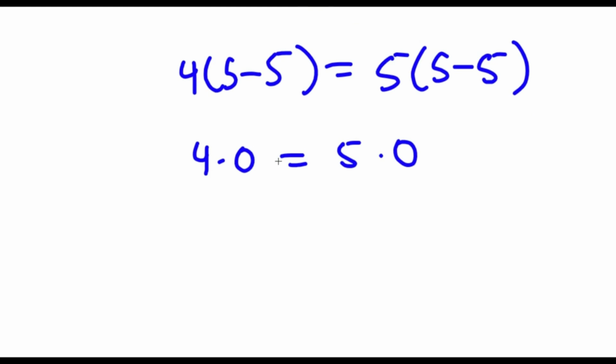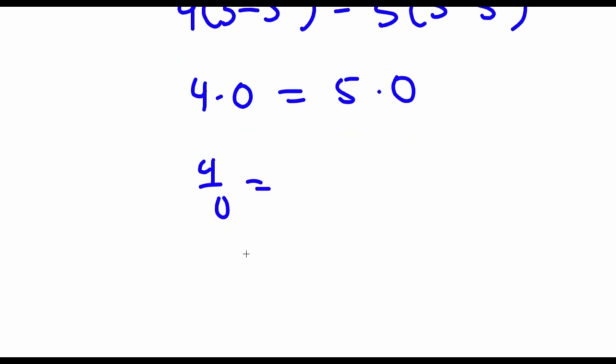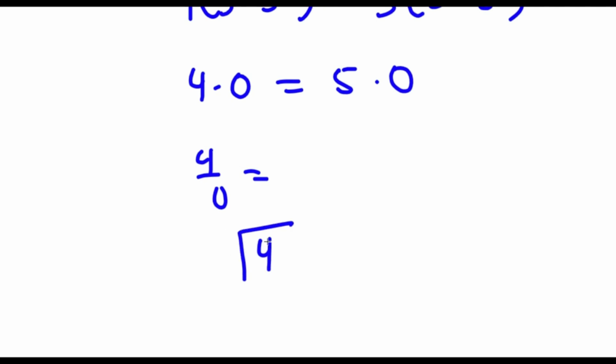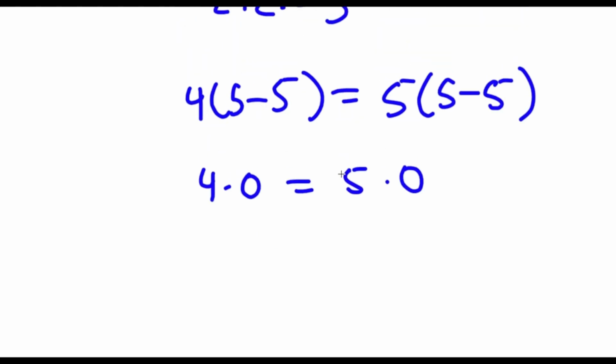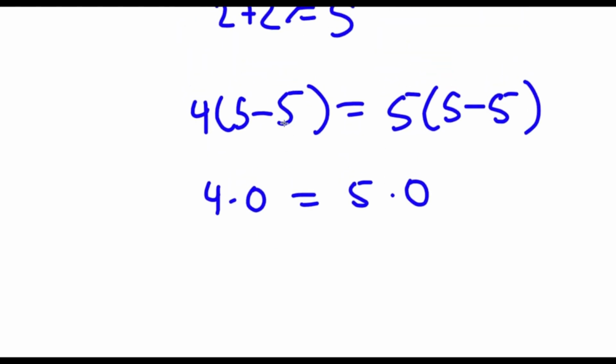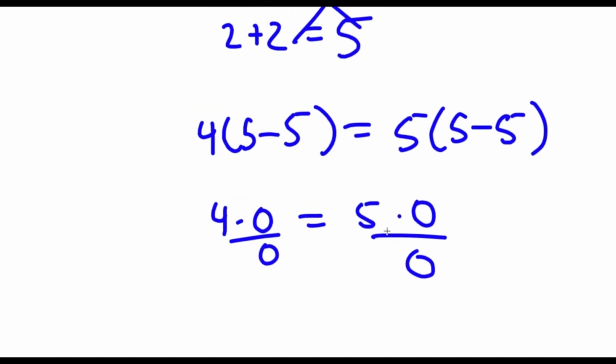And if you guys already didn't know, dividing by 0 is not defined, because anything divided by 0, well, as you see, 4 divided by 0, if we tried to do this, 0 times what equals 4? Well, nothing, because you can't multiply anything by 0 to get 4. 0 times anything is 0. So dividing anything by 0 is undefined. So when I divided both sides by 5 minus 5, I really divided both sides by 0.